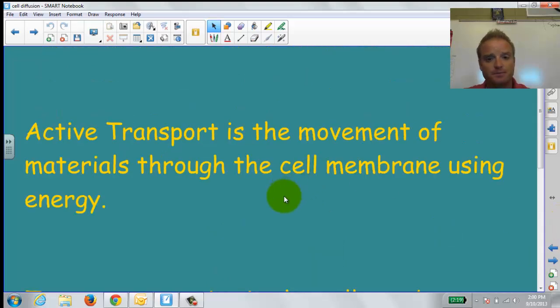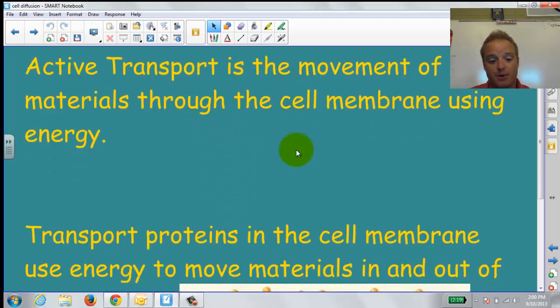Alright guys, so now the first two we've talked about, osmosis and just diffusion in general, are both types of passive transport. Now we're looking at active transport. And so the word kind of gives it away. Active transport is the movement of materials through the cell membrane using energy. So now the cell's got to pull in or push out different materials. So it's called active transport.